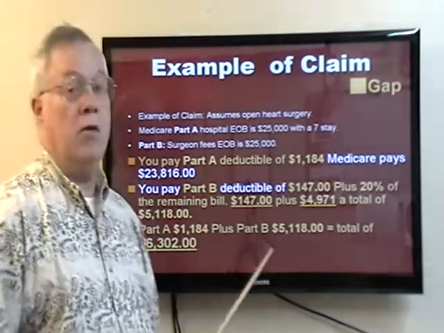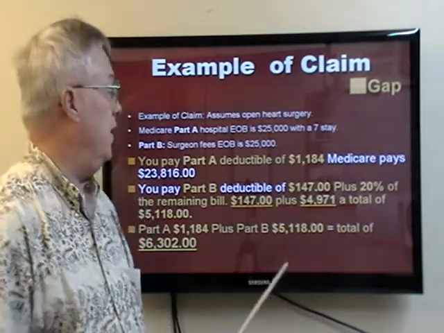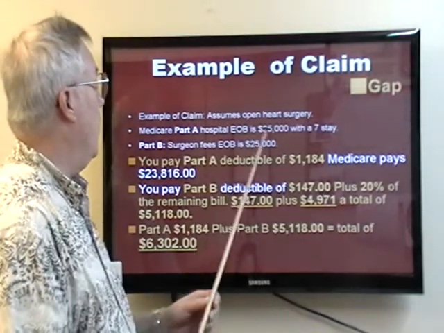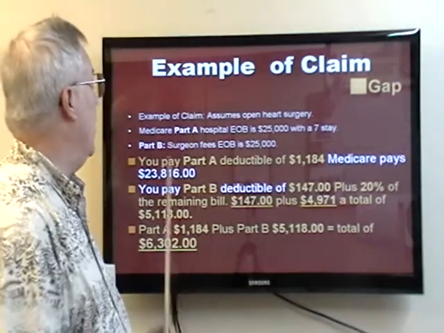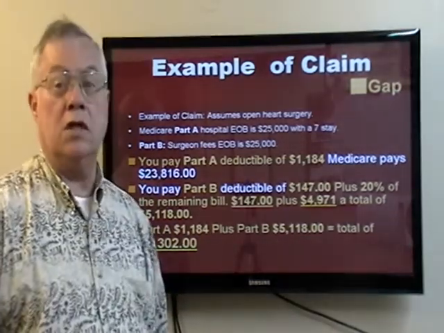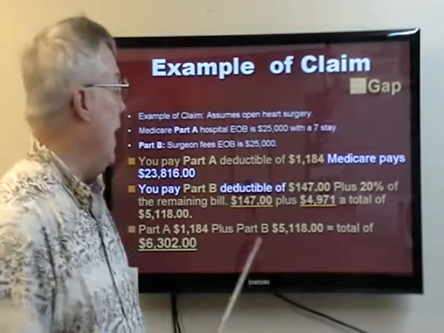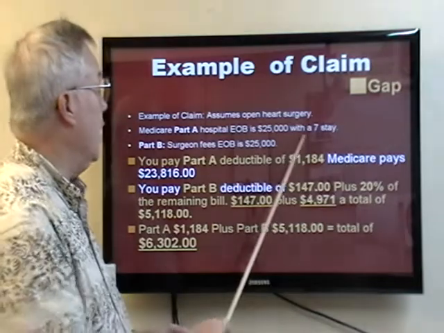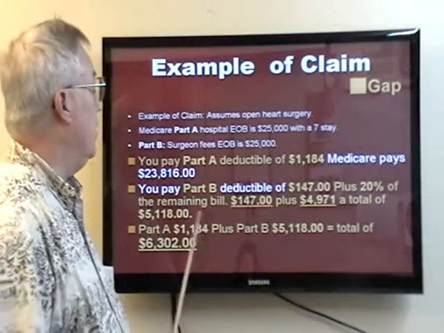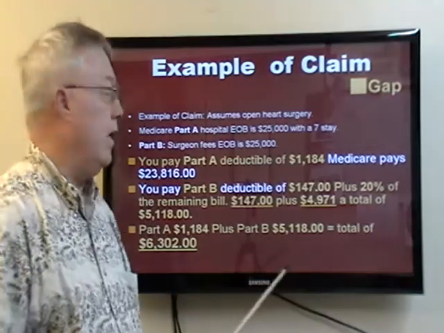So let's take a look at a claim right here. Assuming that you had open heart surgery and it cost $50,000 when you got the EOB, or the explanation of benefits, $25,000 was from the hospital. So that would fall under Part A. The other $25,000 would be the surgeon's fees. So we have them split out for simplicity. If you were only in the hospital for 7 days, then you pay the deductible of $1,184, and then Medicare picks up the rest of the amount that's approved by Medicare.